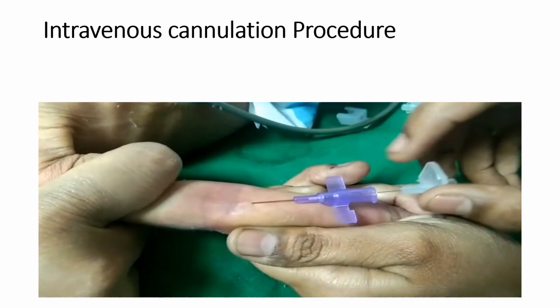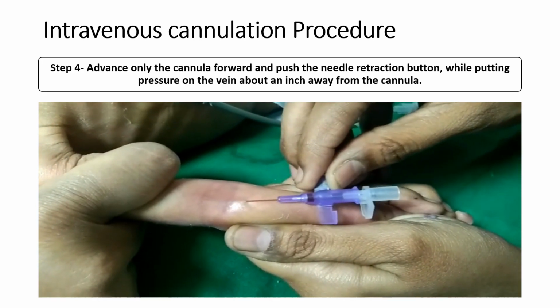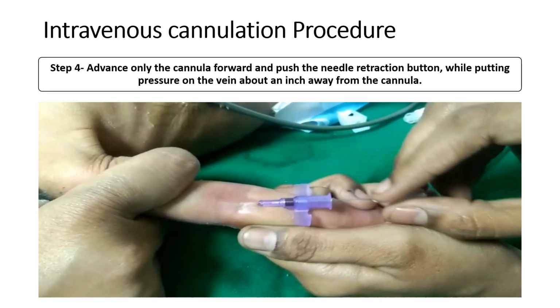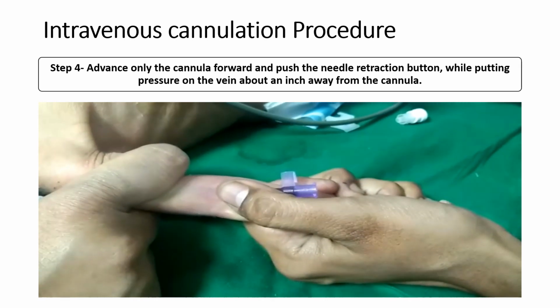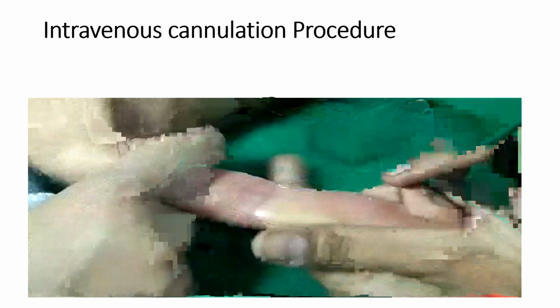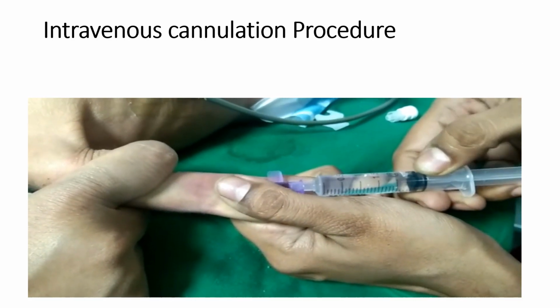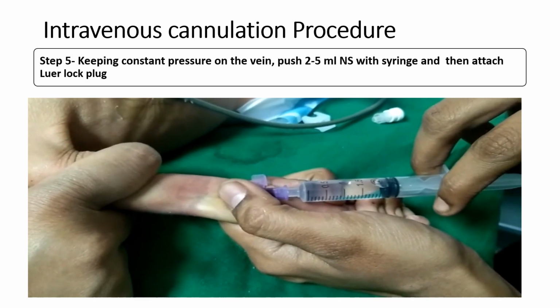After that, you have to advance the cannula forward till it touches the skin, and after that you have to press the vein proximal to the cannula and pull out the needle. Then keep constant pressure proximal to it and check the patency of the cannula by pushing 2 to 5 ml of normal saline.